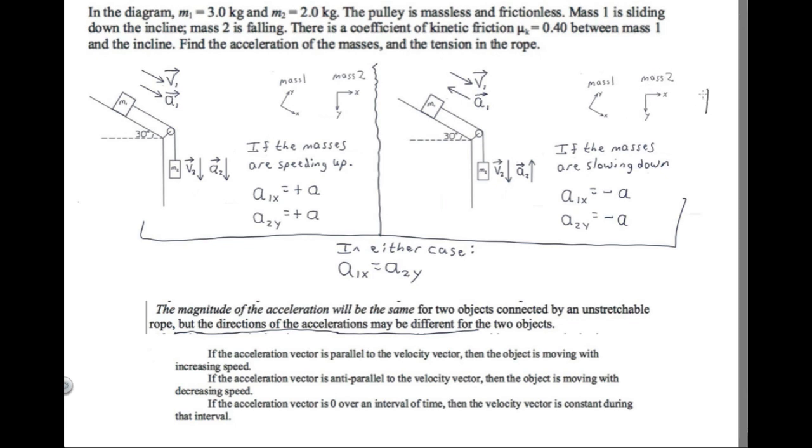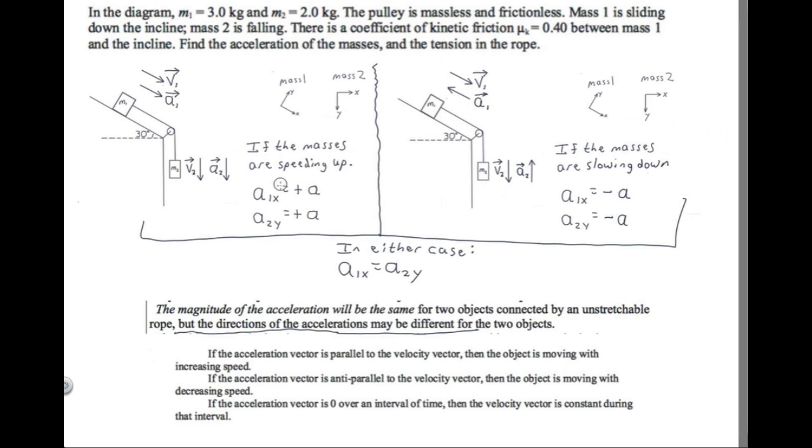If we had chosen up as the positive direction for mass 2, our life would be more difficult, and then a1x would equal negative a2y, which is a more difficult equation to come up with. So as usual, you'll make your life easier if you choose the direction of motion as the positive direction for both of the objects. So we handled acceleration a little bit differently on this problem than we did on the two previous problems.